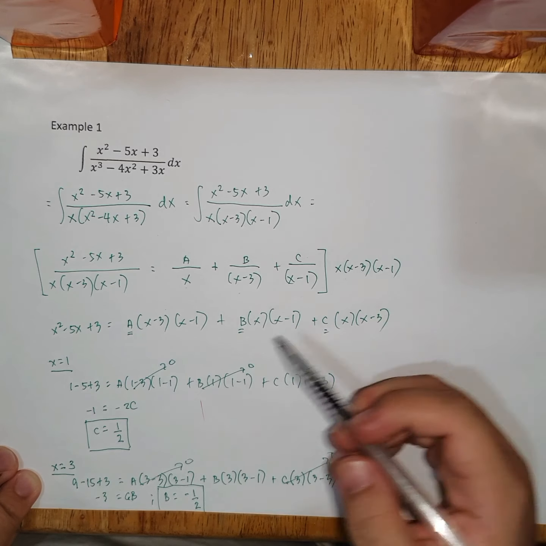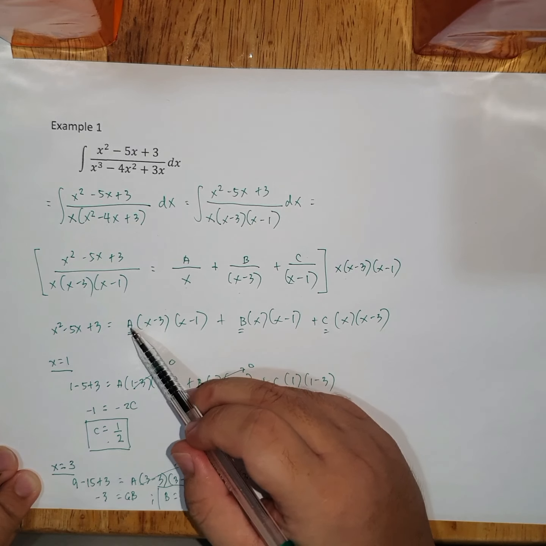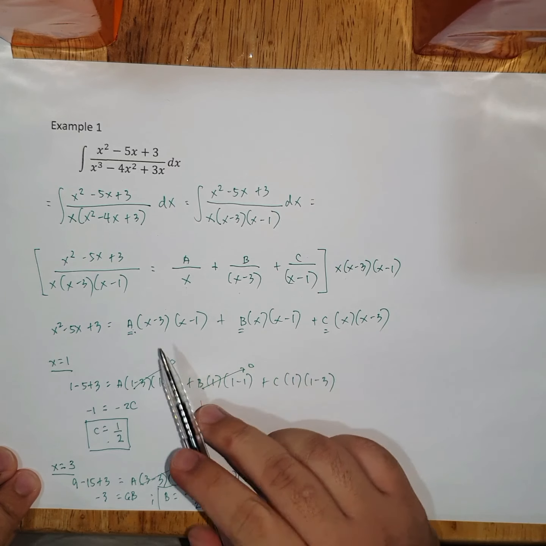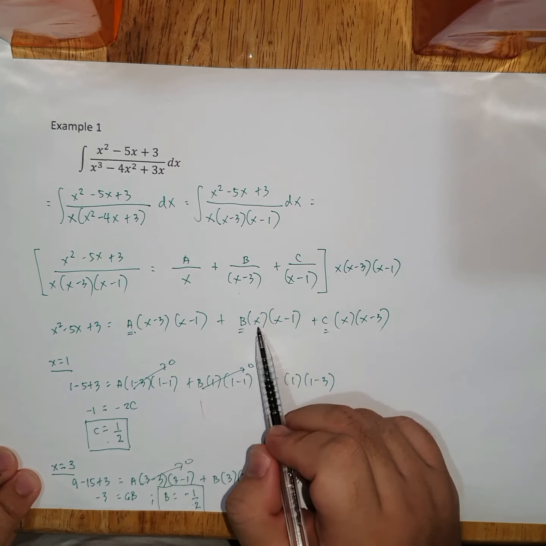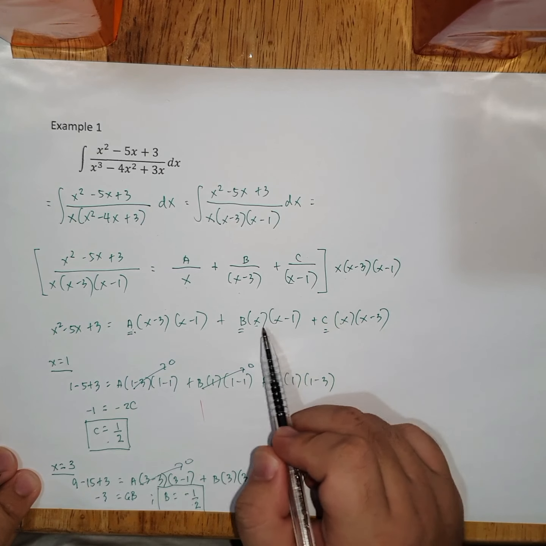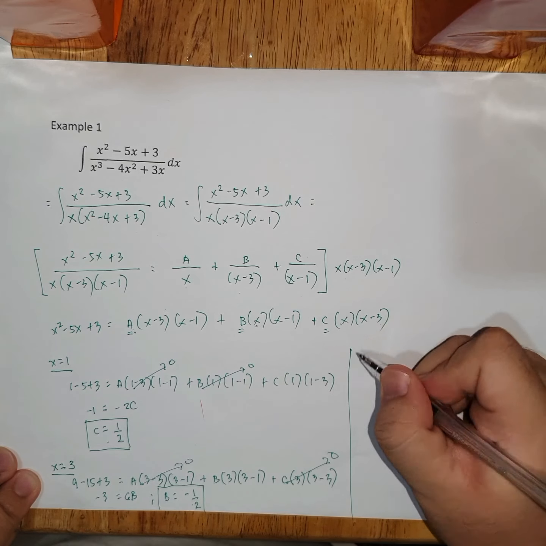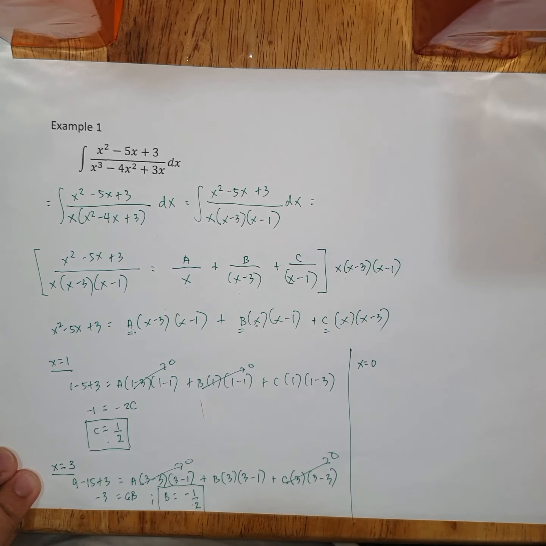Okay, last. Meron tayong b, meron tayong c, wala na lang natin is si a. So, para makuha si a, anong kailangan natin? So, ito, pwedeng i-assume natin si x is equals to 0. Kasi pag ito naging 0, 0 na itong dalawa. Okay? Natin, x is equals to 0.